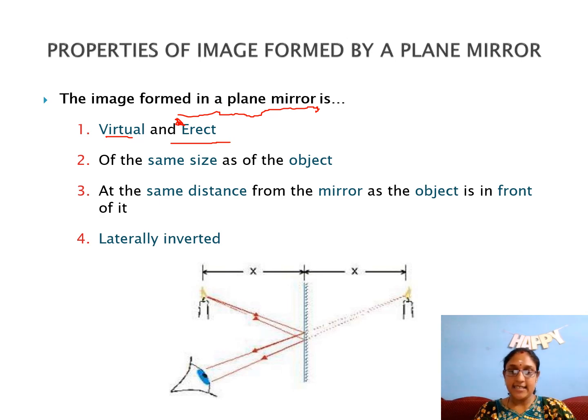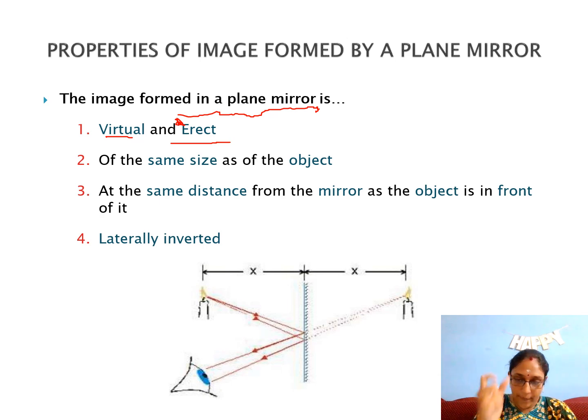And erect, can you see from this diagram, kids? You have a candle here, and you're seeing the same candle here, upright, erect. That is called erect. So what is an erect image actually? The right side up image is called an erect image. So that is your erect image.